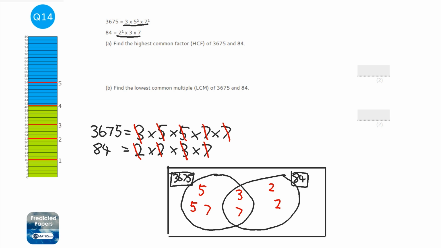Now, to answer question A, to find the highest common factor, all you need to do is multiply the overlapping ones together.